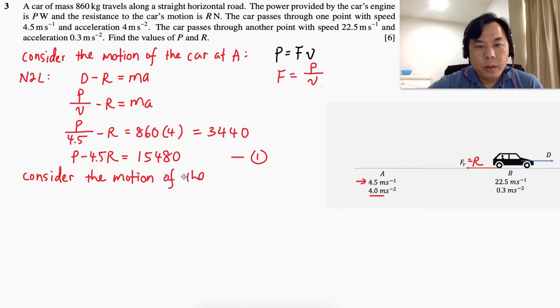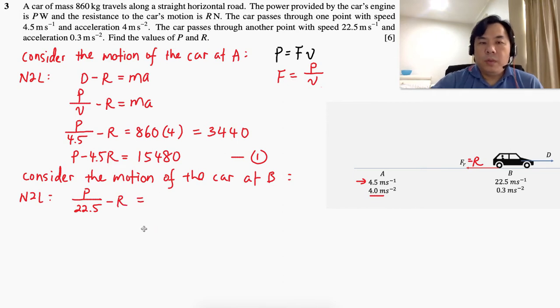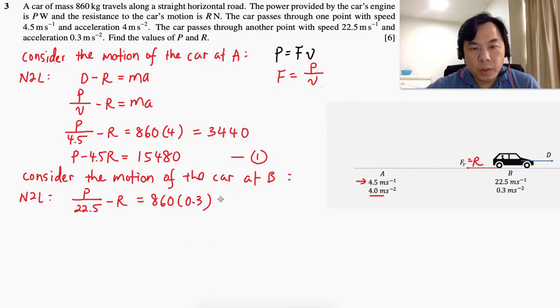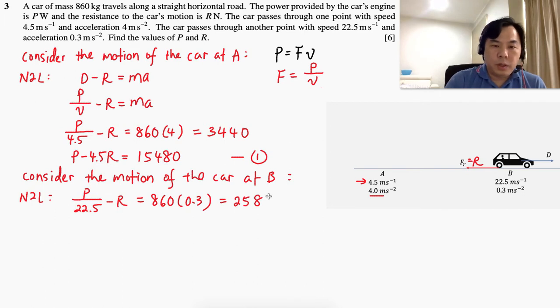At position B, we repeat using the same Newton's second law. We end up with P divided by the speed, 22.5, also subtracting the same constant resistive force, equals 860 times the acceleration, 0.3. From here, we get 258. Let me check if I got that correct.